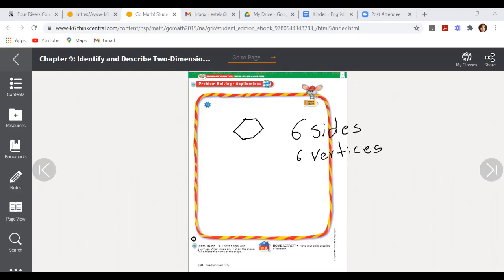So Jesus, I see that you get it. Can you tell me what's the name of this shape? It has 6 sides, 6 vertices. What is the name of the shape? Hexagon. Hexagon. Excellent, Jesus. Yes, that's the shape we're working on. It must have 6 sides, 6 vertices. Thank you. Now I'm going to my next page.